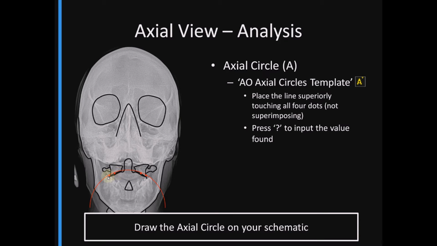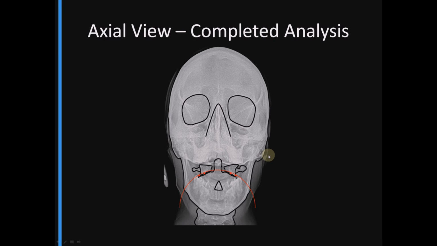Once you've determined what circle each side is, then if it's the same circle all the way through all 4 points, you would press the question mark button, and then it would ask you to input the value for what that overall arc is, which would be the arc that you have designated on your template.